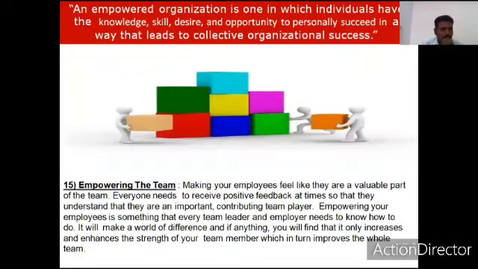The next one is empowering the team. Why? Because an empowered organization is one in which individuals have the knowledge, skill, desire, and opportunity to personally succeed in a way that leads to collective organizational goals. It means that you need to make every employee feel that they are a valuable part of the team. You should not allow anyone to feel inferior or that they are not much of a contributor to the group or team goals.